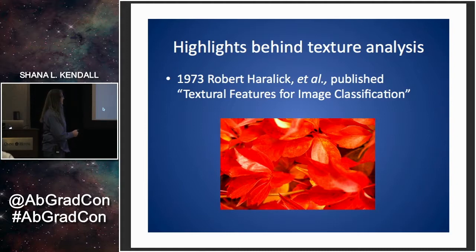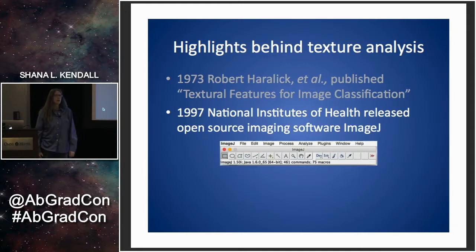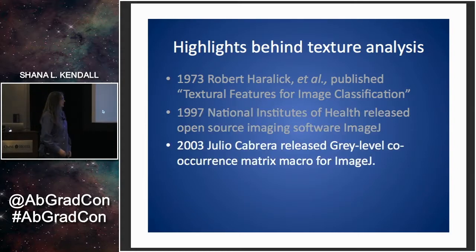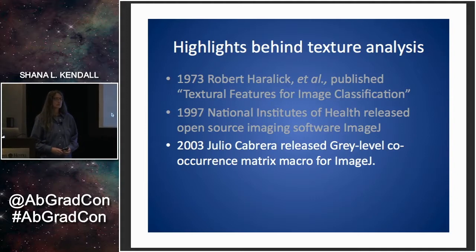So now we're going to advance all the way up to 1997, and the National Institutes of Health released open source image processing software called ImageJ. Well, this in and of itself is not exactly maybe considered a highlight. It is important for our next step in the timeline and the last one, which is 2003, when Julio Cabrera released a GLCM, or the gray level co-occurrence matrix macro that works with the ImageJ software.